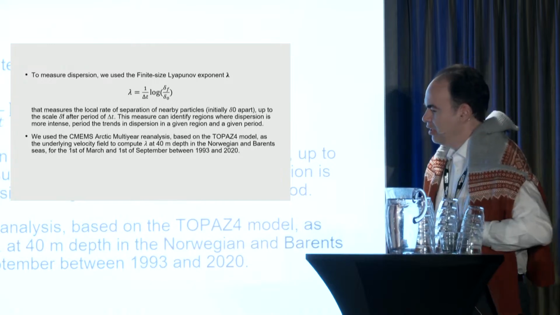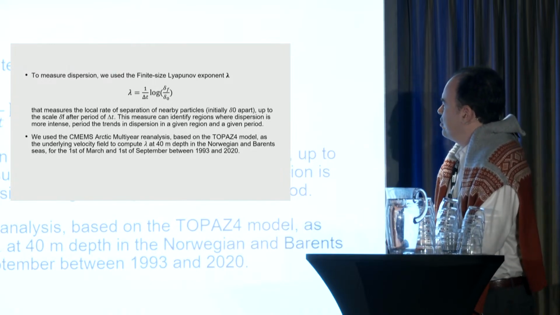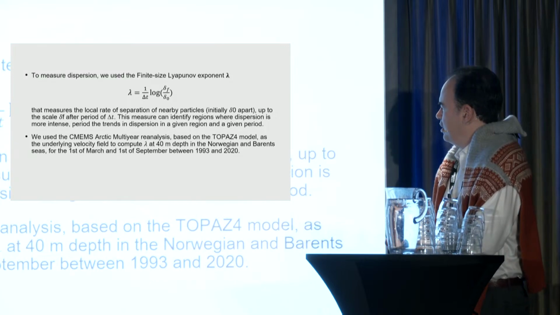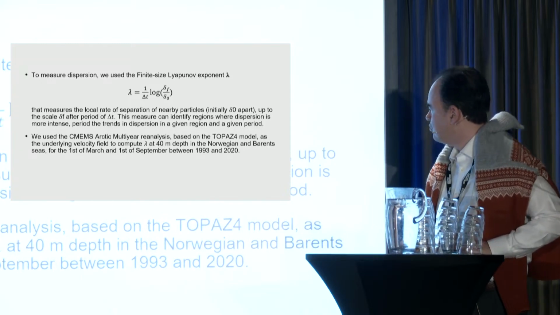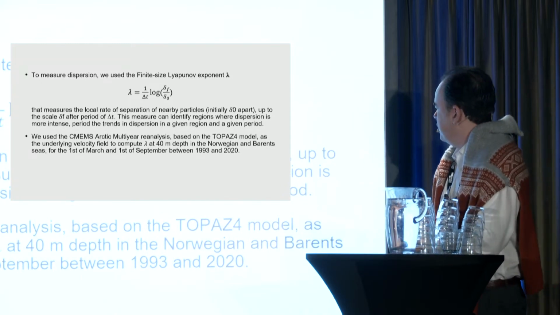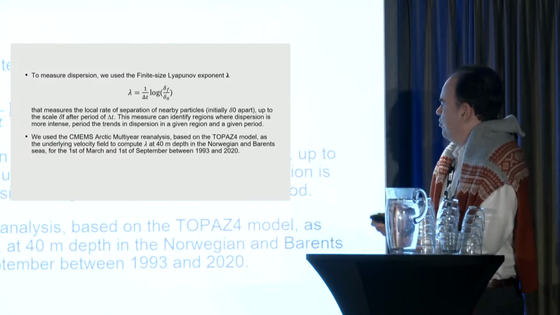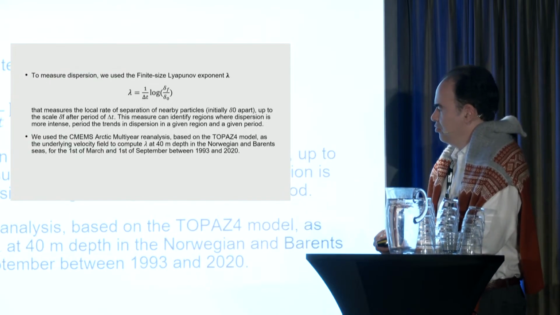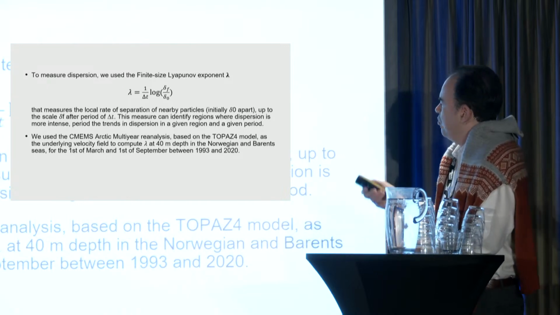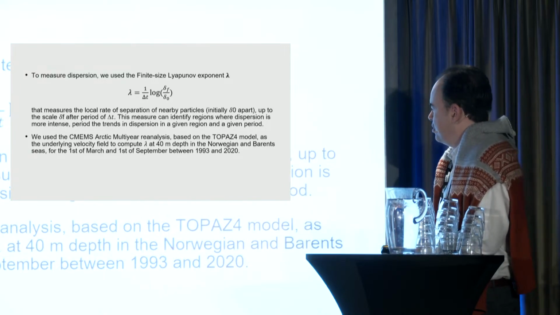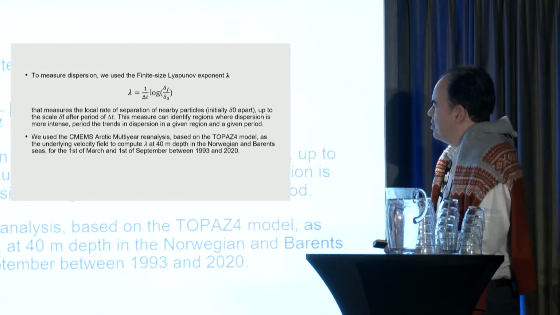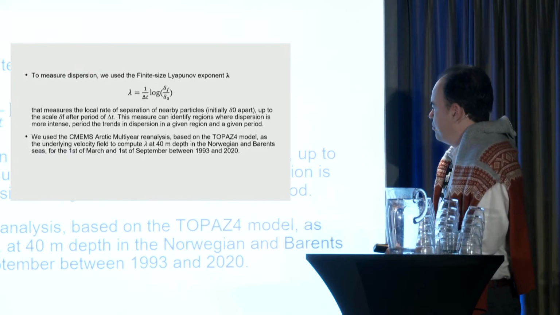The way we identify the dispersion is that we use the finite-size Lyapunov exponent, which is basically a measure of the local rate of separation of nearby particles that we set initially at the delta zero distance. Then we set a scale, and we measure the amount of time that it takes for the particles to reach that separation. With this measure, we are able to identify local rates of dispersion. By doing this in a systematic way, we can identify the trends in dispersion in a given region and also in a given period.